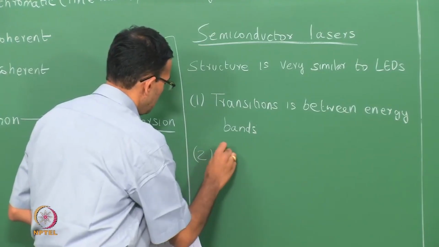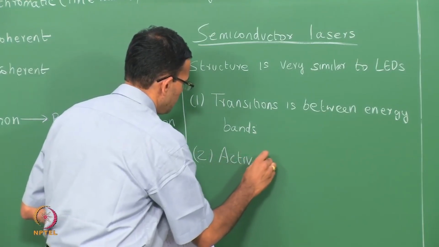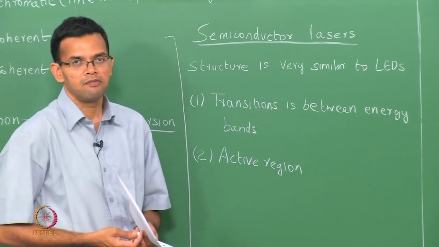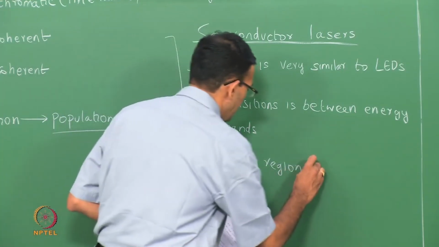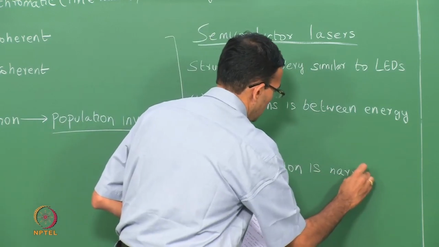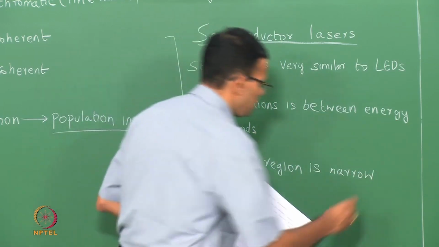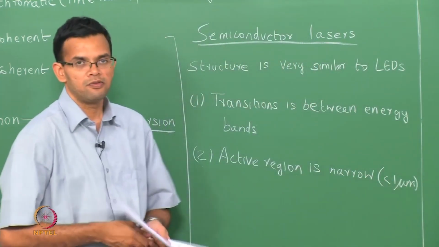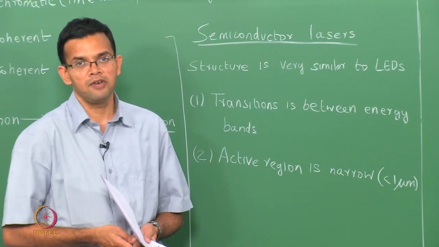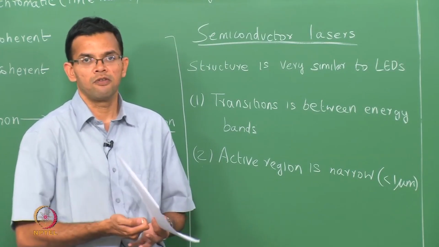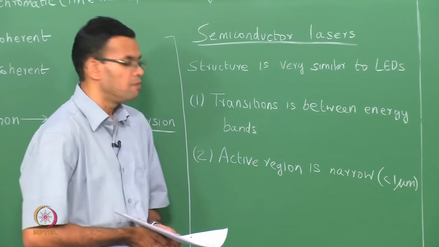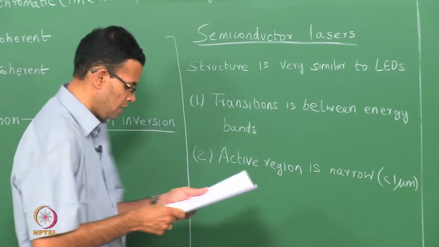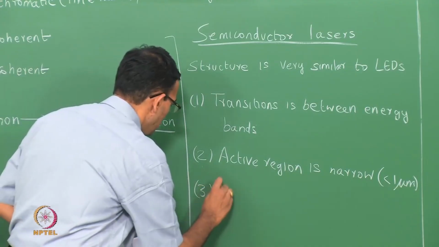The active region in these lasers is usually very narrow. We will define an active region later when we look at the structure of these lasers, but the active region is usually of the order of nanometers. So, it is usually less than 1 micrometer. The advantage of this is that you can have a laser device that is very compact. Think of the optical pointers that you have. But the disadvantage is that it can lead to a high beam divergence. Lasing action is usually controlled by the current.